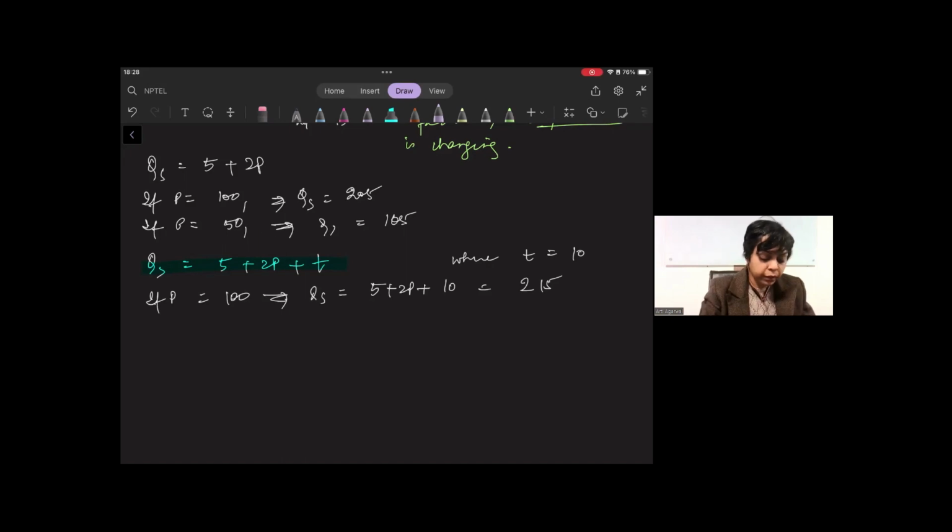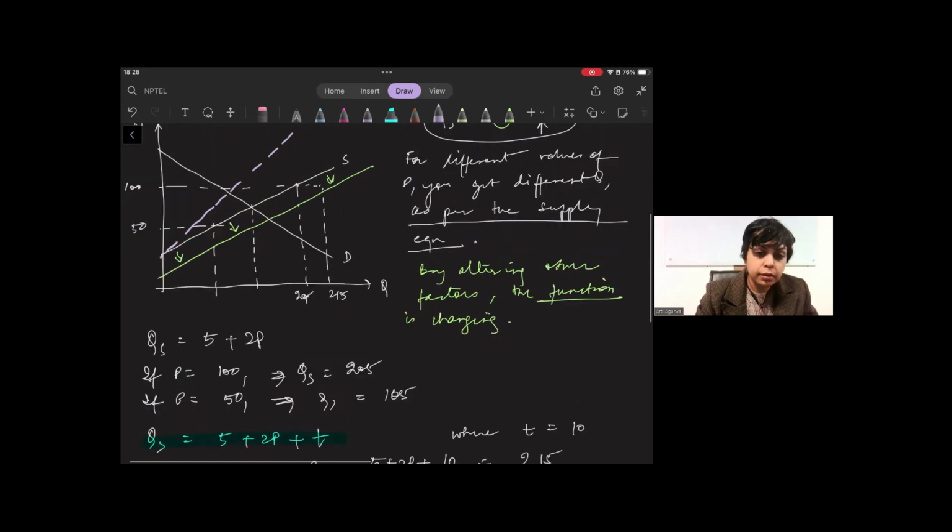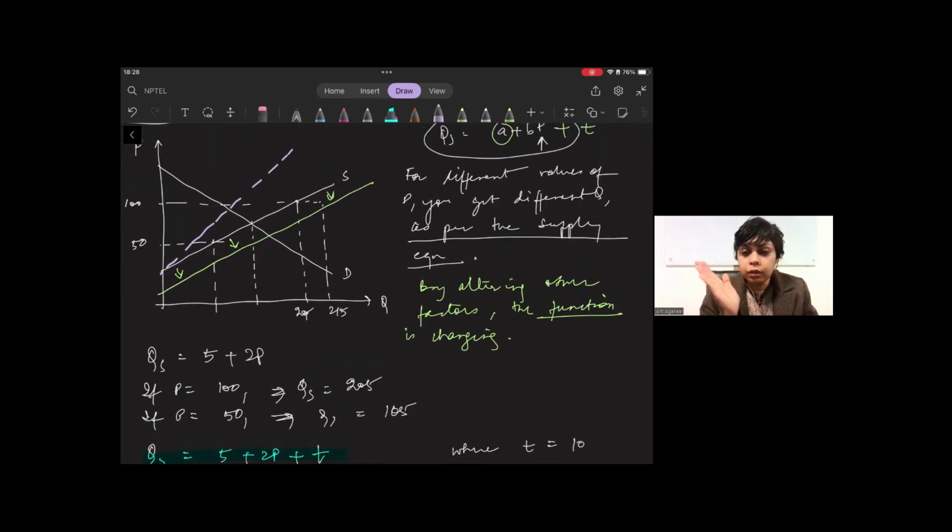Now here I've put T. This T could just as well be some sort of tax, right? So it may be a tax, it may be a subsidy. I'm not saying that it is a certain type of tax, but it could be some type of tax. So what happens in these cases is that the function, as in the supply or demand curve itself, is shifting.